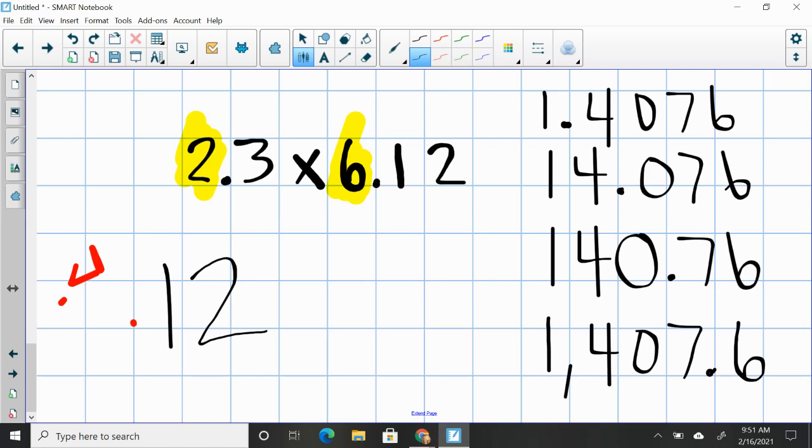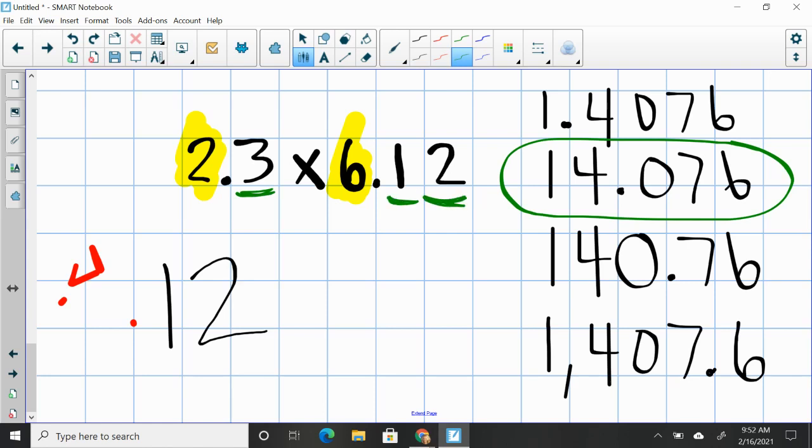But if you did a quick estimate, there's only one reasonable answer. If we said our answer is going to be about 12 whole, which answer is the only one that's going to be reasonable? Yeah, this guy right here. This is the only answer that is reasonable. The only difference in these four answer choices is where my decimal point is located. If you think about it, 1, 2, 3 places after my decimal point, 1, 2, 3 places after my decimal point.